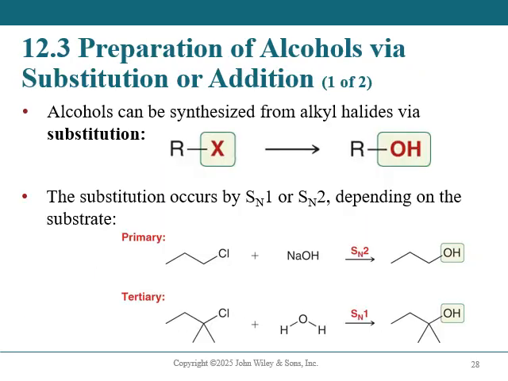Alcohols can be synthesized from alkyl halides via substitution. So literally you just change that halogen for a hydroxyl group, and that's pretty much it. The substitution may happen via SN1 or SN2, and it really depends on the substrate, just like we saw in our nucleophilic substitution discussion. So for a primary alkyl halide, you add your strong base, you add your hydroxyl group, and it happens via SN2, so one step, you get an OH. For tertiary, you have a more stable carbocation intermediate, so you get an SN1 mechanism.